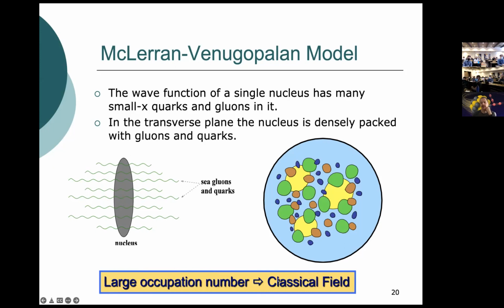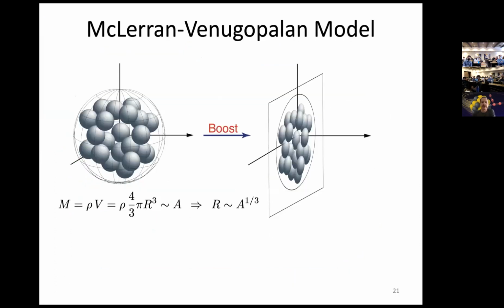Large occupation number leads to the classical field. So the gluon field, let's say, of this system should be a classical field. Well, so how do you kind of justify it in other ways?